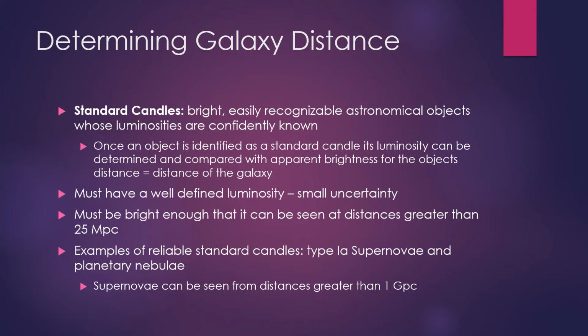The most useful standard candle has a well-defined luminosity so that uncertainty in estimating its brightness is small. And 2, it must be bright enough to be seen at great distances, basically greater than 25 megaparsecs from us right now. Examples of reliable standard candles are type 1a supernova and planetary nebula. Supernova can actually be seen from a distance greater than 1 gigaparsec.